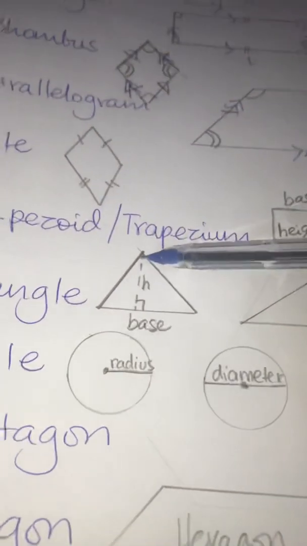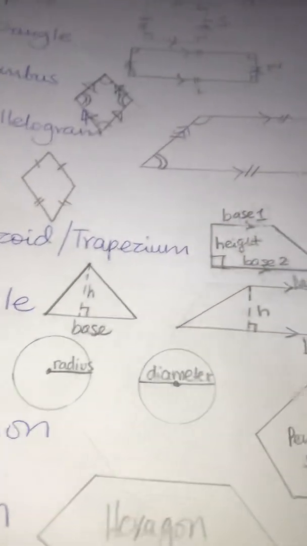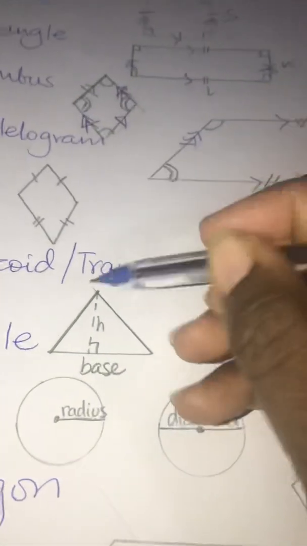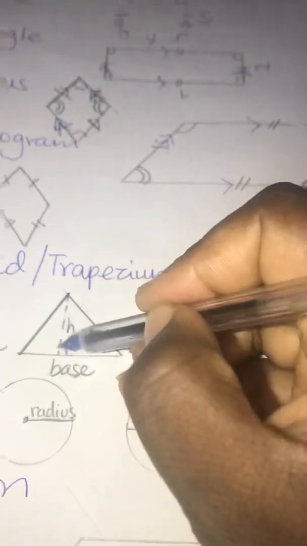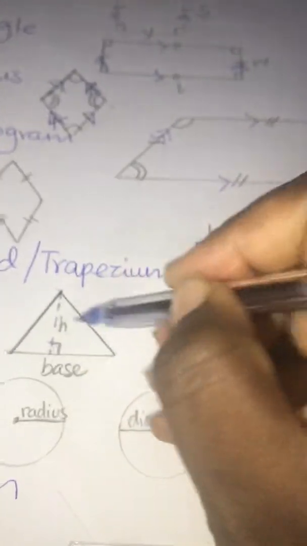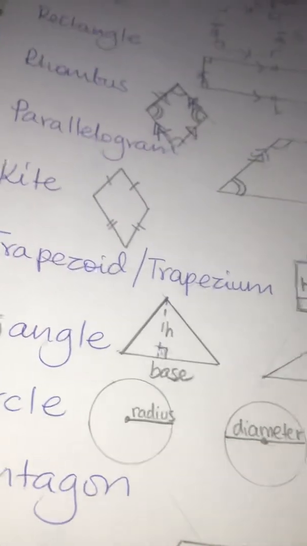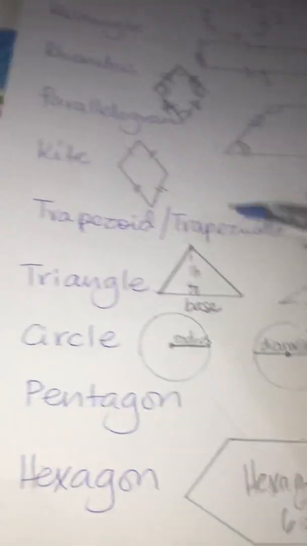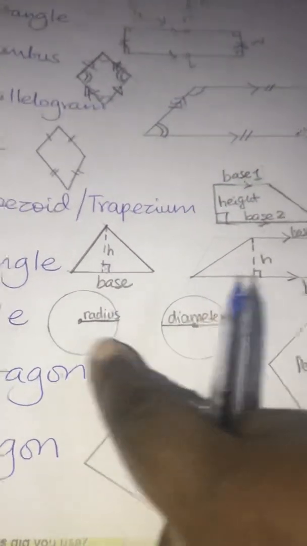Then you have a triangle, okay? It has 3 sides. We learned triangles in the previous lesson. And the line that is perpendicular and makes 90 degrees with the base is what we're calling the height, okay? So another two-dimensional shape is a circle, okay?